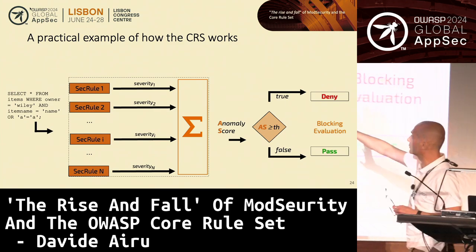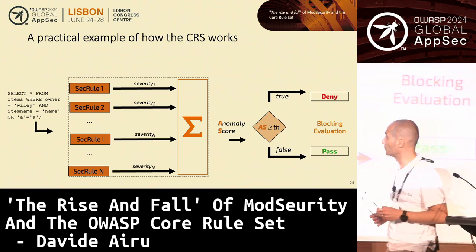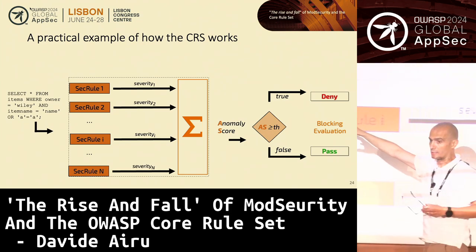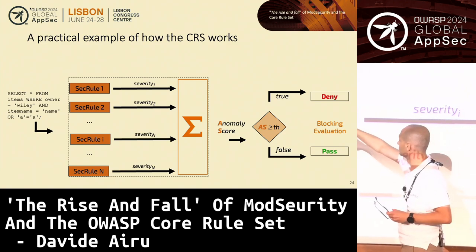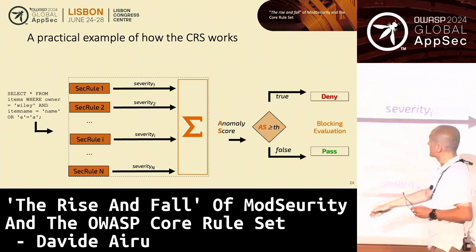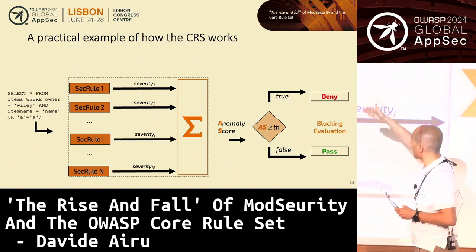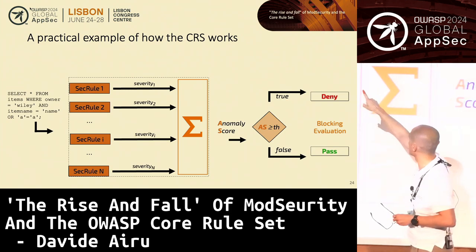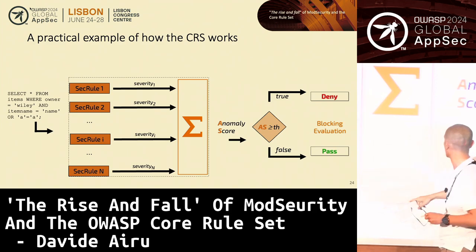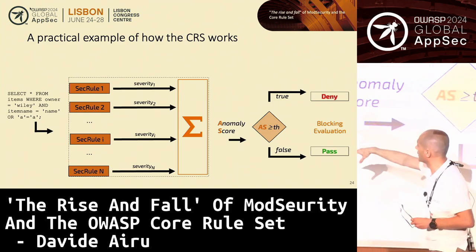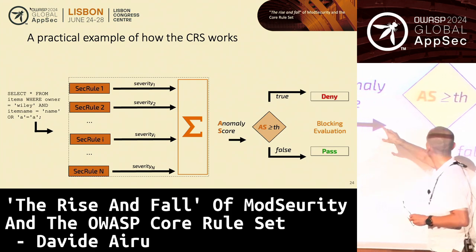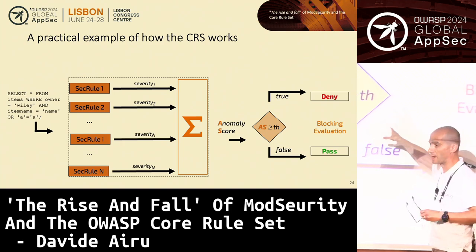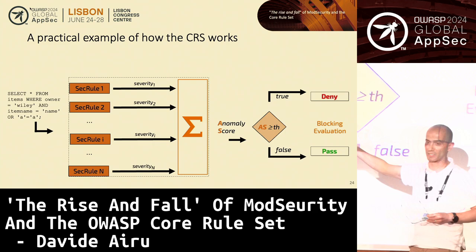So, trying to recap what we have. Assume that we have a malicious query which is input to the application. Once the query arrives at ModSecurity, all the rules are evaluated, and there is a severity contribution provided by every single rule. We take the sum of all the contributions, and as I said before, the anomaly score is compared against a threshold that, of course, we have the chance to set.